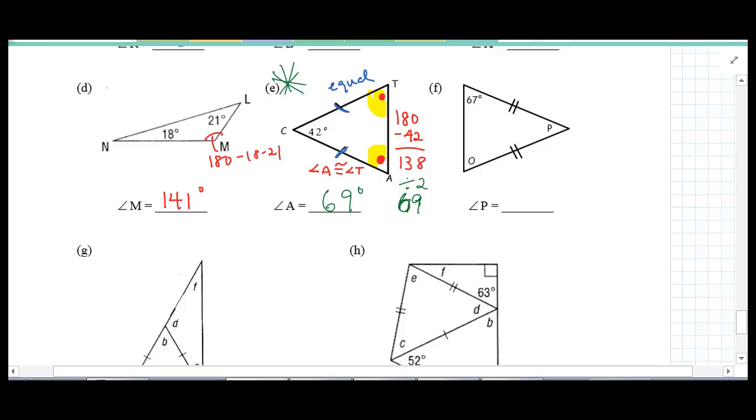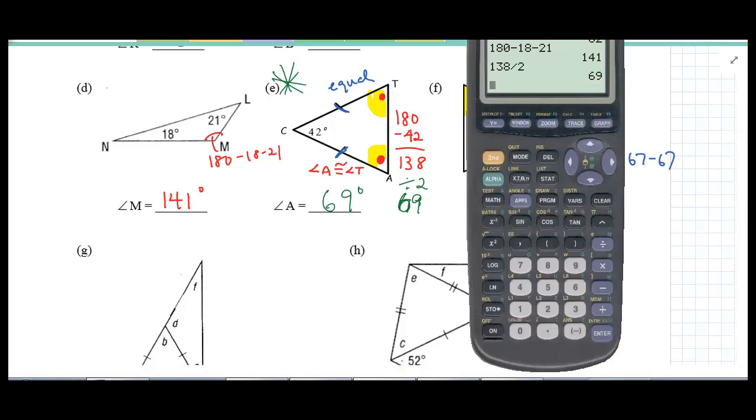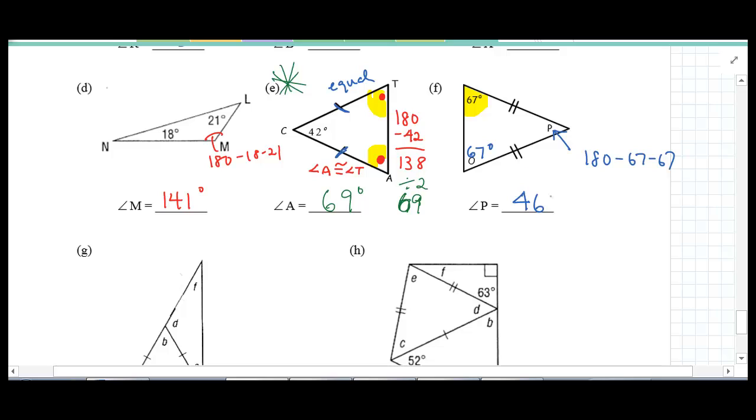Okay. I could switch it up for question F. Look at question F. This time I gave you the 67. I gave you one of the angles that are the same, so you should then know that this angle down here is also 67. And then you can hopefully figure out angle P by just taking 180 minus 67 minus 67, which is just 46 degrees. Okay, star this one as well. We'll see those quite a bit.